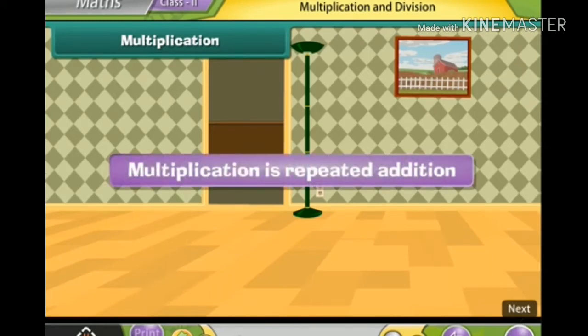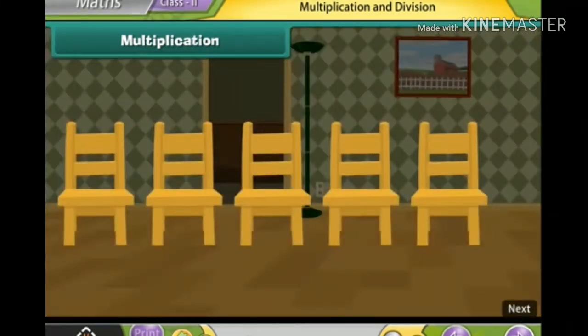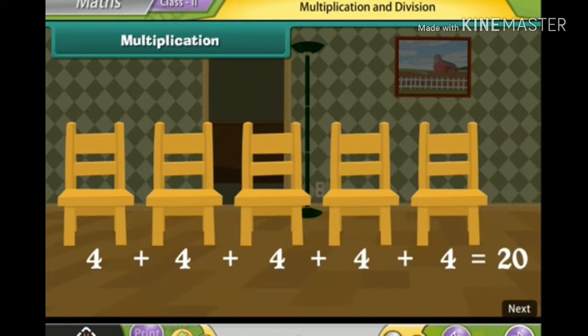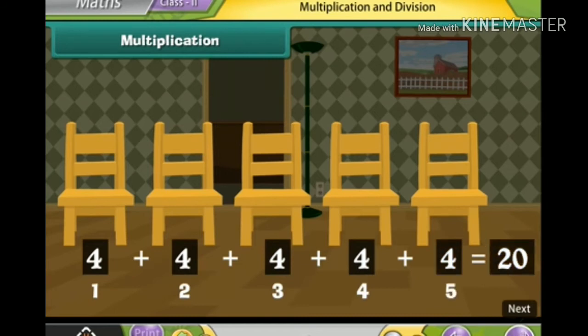Multiplication is repeated addition. For example, to find the total number of legs of 5 chairs, we'll add 4 five times because each chair has 4 legs. 4 plus 4 plus 4 plus 4 plus 4 is equal to 20. In other words, 5 times 4 is 20.